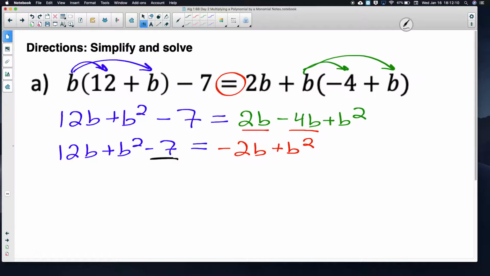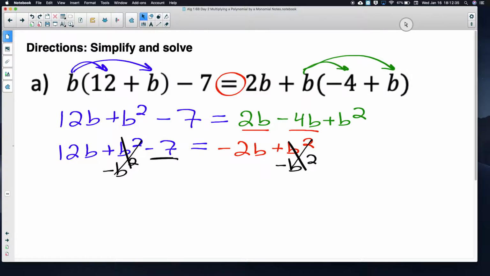So I want to get the b's from the left-hand side, the 12b and the b squared. I want to move those over to the right-hand side. So let's start first with just the b squared. Let's subtract b squared from both sides. When I subtract b squared from both sides, you'll notice they cancel out in both locations. B squareds are just gone.